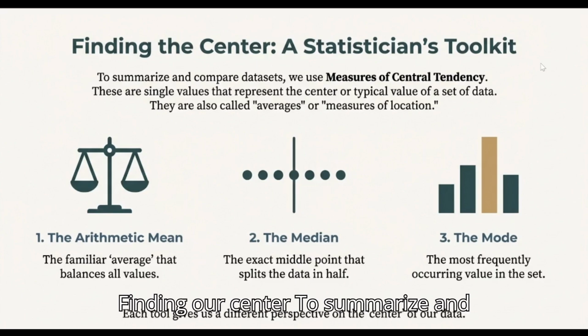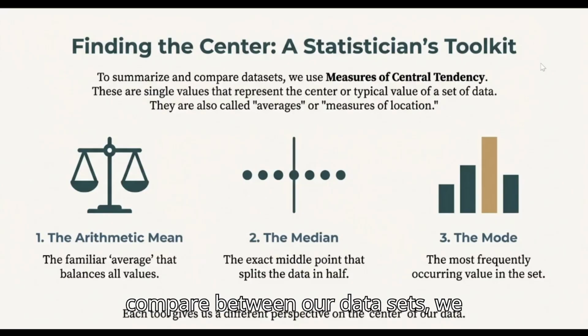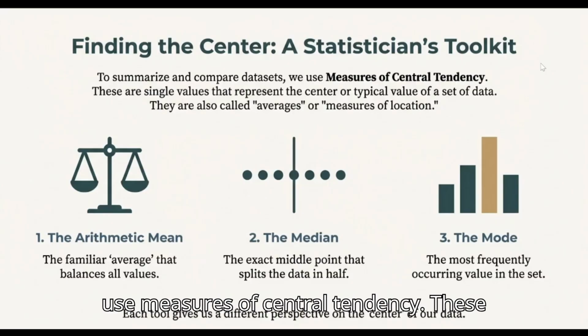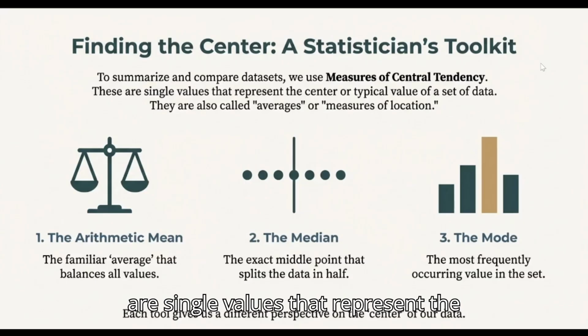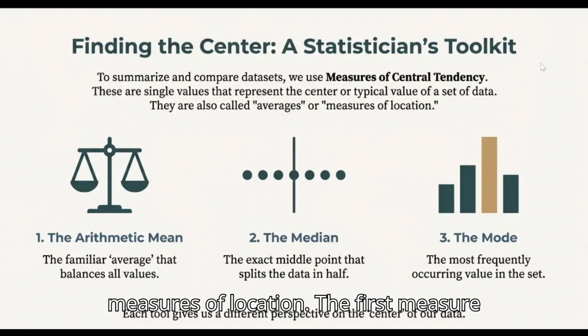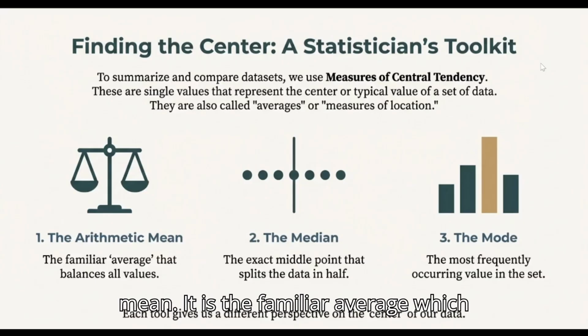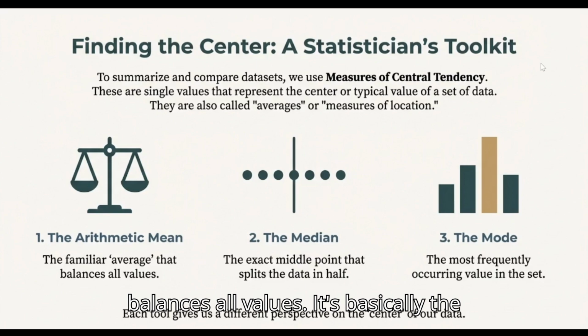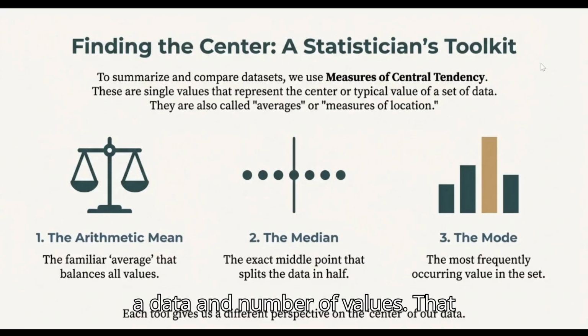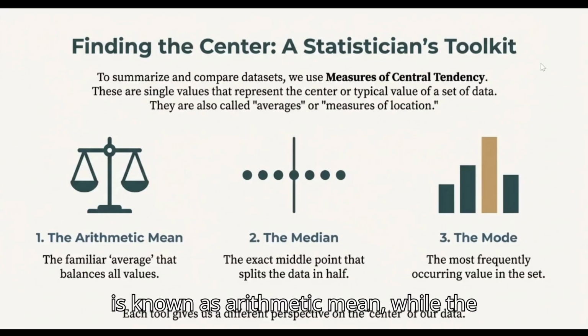Finding our center. To summarize and compare between our data sets, we use measures of central tendency. These are single values that represent the center or a typical value of a set of data. They are also termed averages or measures of location. The first measure of central tendency is the arithmetic mean. It is the familiar average which balances all values. It's basically the ratio of the sum of values of a data set and the number of values. That is known as the arithmetic mean.